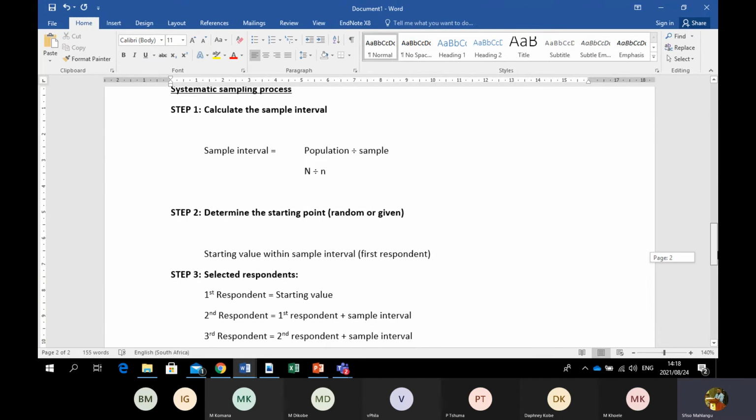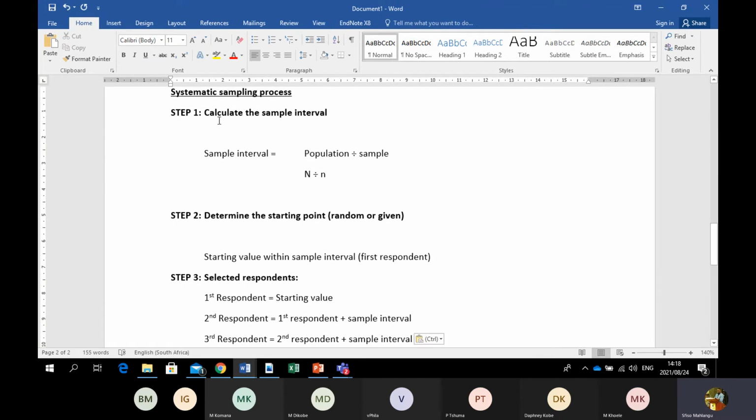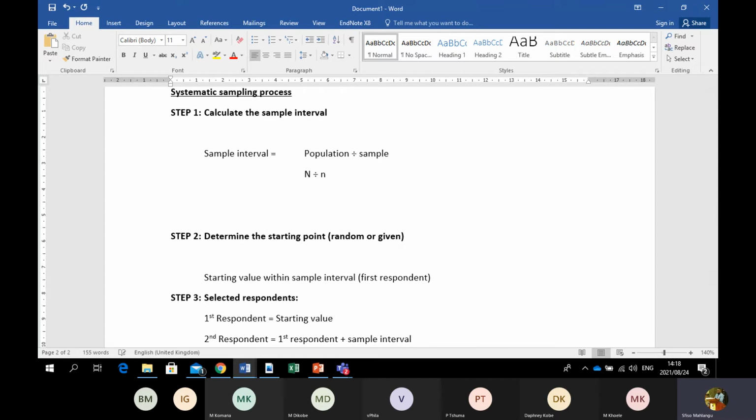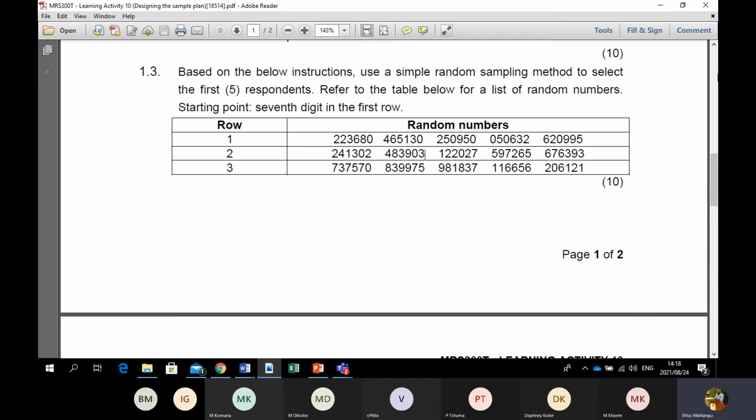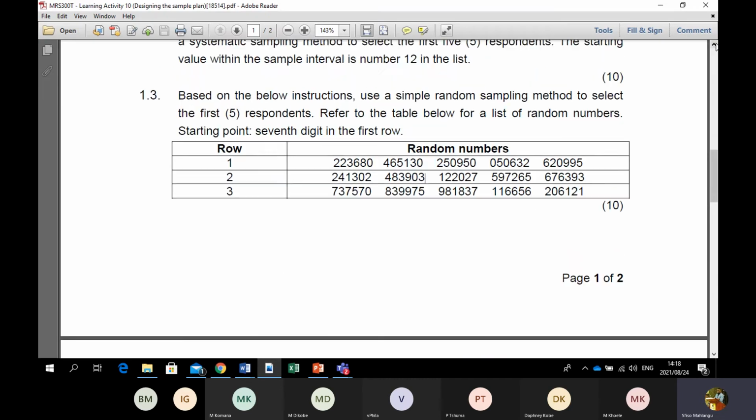If you are using a systematic sampling process, the first step is to calculate the sample interval, and you've got the formula there, which is population divided by sample, and then you've got those abbreviations. So if you continue here, we know our population. Let's read the question again. That will be question 1.2.